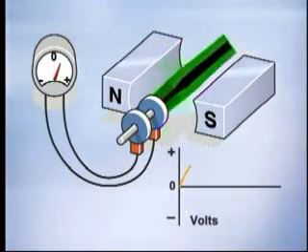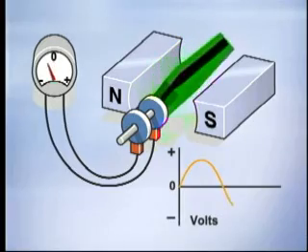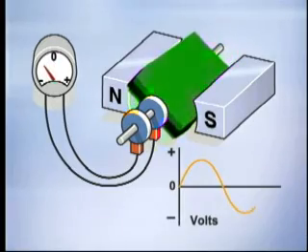In this example, a loop of wire is rotating through the flux lines of 2 stationary magnets. Each end of the loop is connected to a different slip ring.